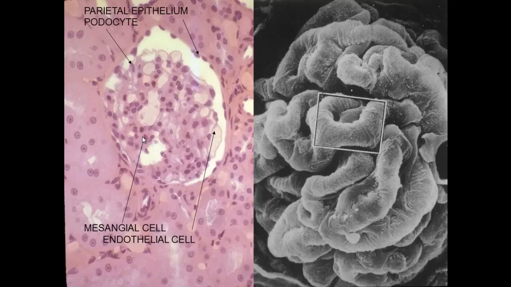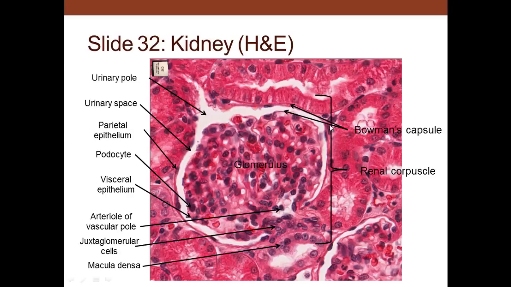Mesangial cells are kind of like pericytes in blood vessels, but we can see that mesangial cells secrete erythropoietin, which is important for red blood cell production. So here we see the podocytes over the capillary tufts.